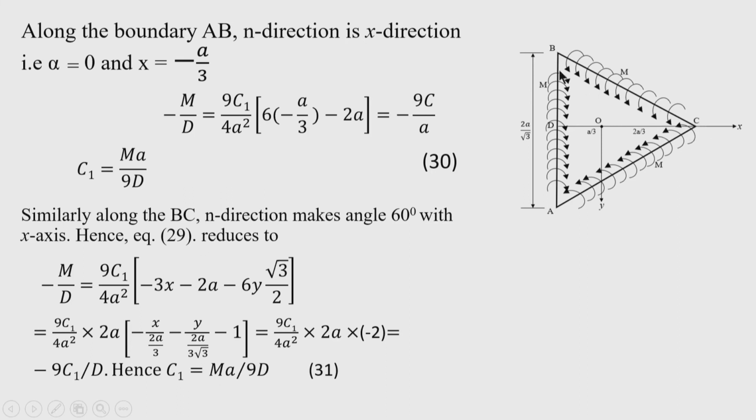Let us now apply the boundary condition along the other edges. The other edges are the BC edge and the AC edge. Since it is an equilateral triangle, the edge makes an angle of 60 degrees, so the normal makes an angle of 30 degrees with the x axis.